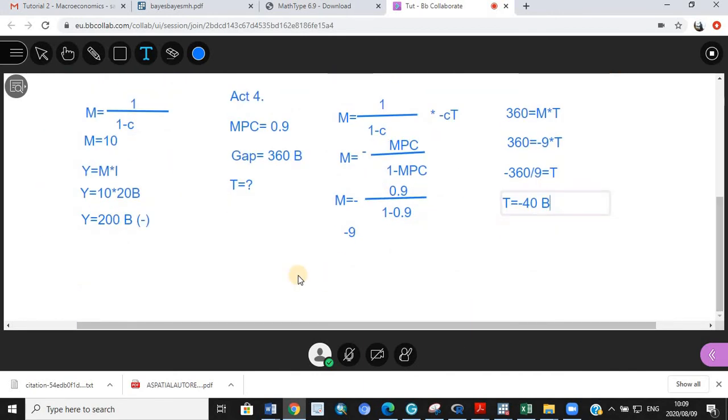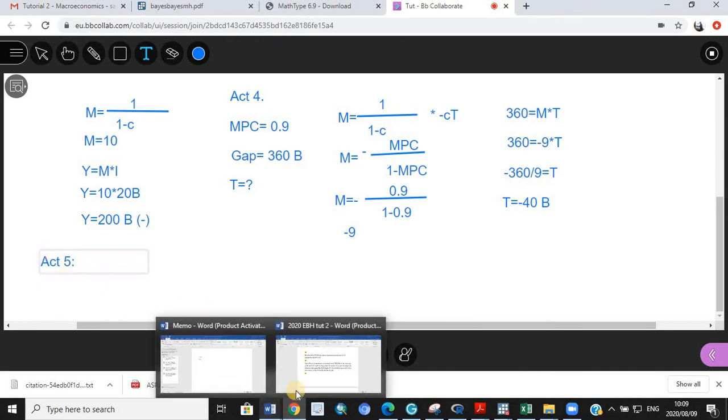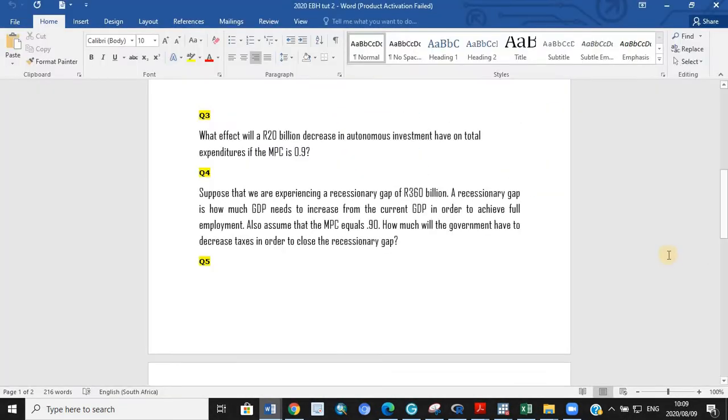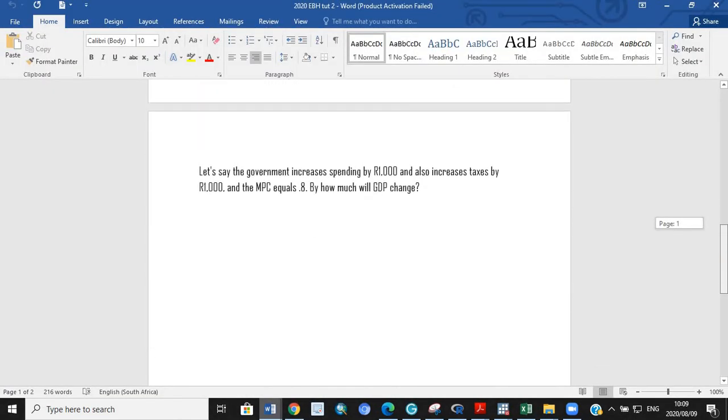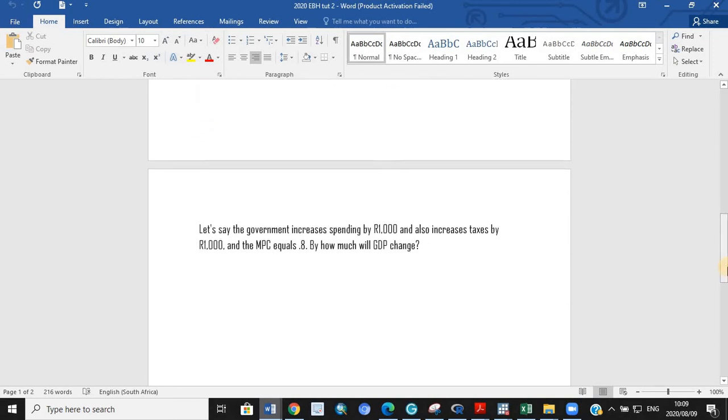So let's go to our last activity, which is activity 5. Let's read. Let's say that government increases spending by 1,000 and also increases tax by 1,000 as well, and the MPC equals 0.8. By how much will GDP change?